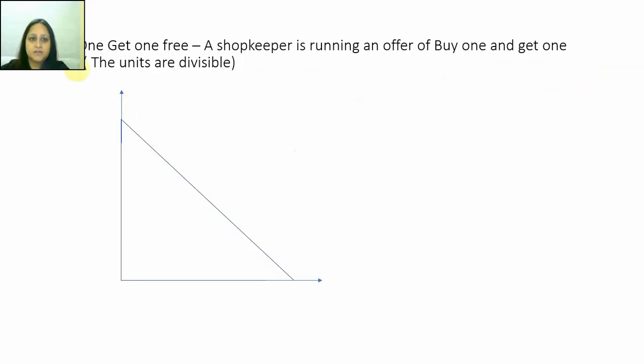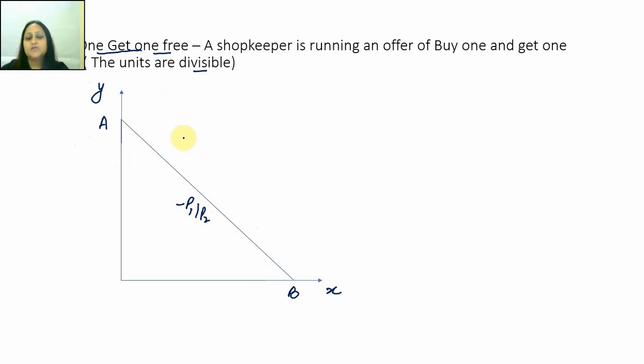The first question in an assignment was buy one get one free. एक शॉपकीपर ने एक ऑफर दी है, इसके अंदर उसने बोला है बाय वन गेट वन फ्री और इसके अंदर हमारे जो यूनिट्स हैं वो डिविजिबल हैं. So before the offer, the budget line of this person was this with A and B, the slope of this budget line being minus P1 by P2, right? And you have good X on the X axis, good Y on the Y axis.